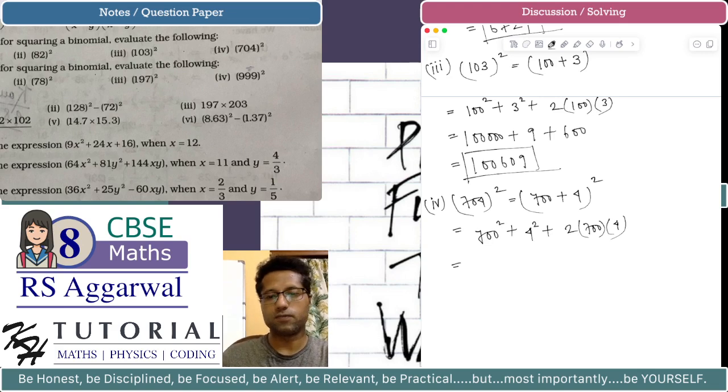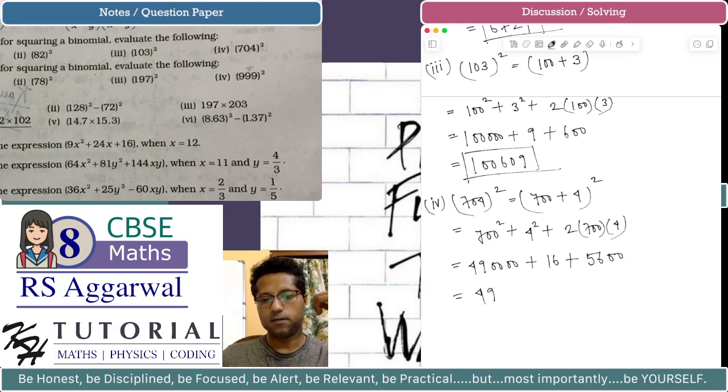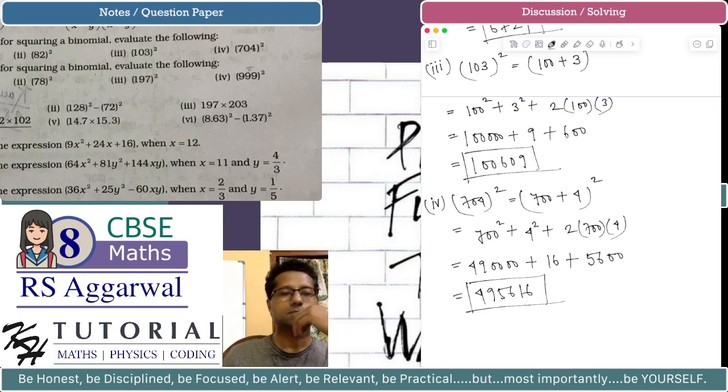Now 700 square is 49 and 4 zeros. 4 square is 16, and we have 2 into 700 into 4, that is 700 into 8, which is 5600. So this is equal to 495616. Okay.